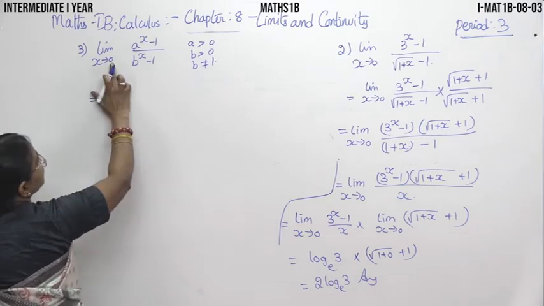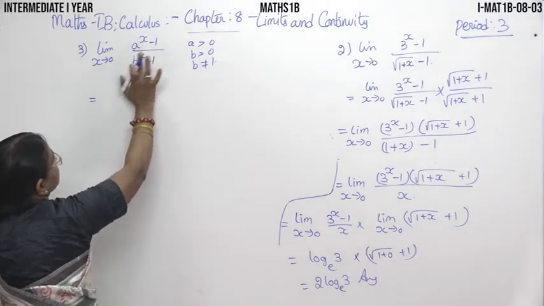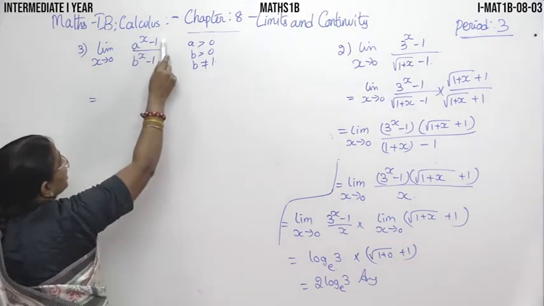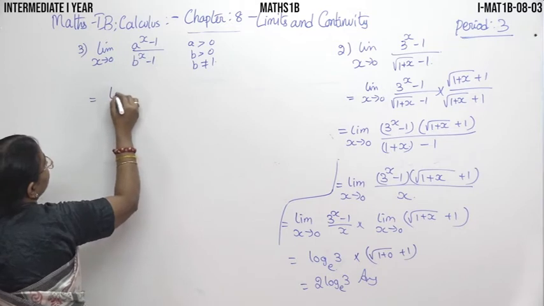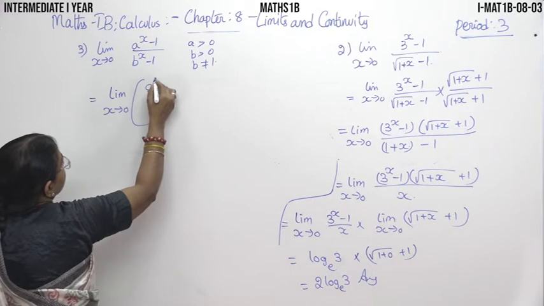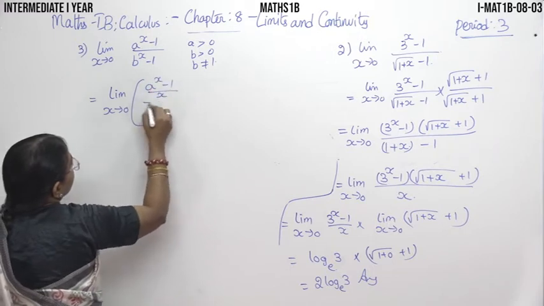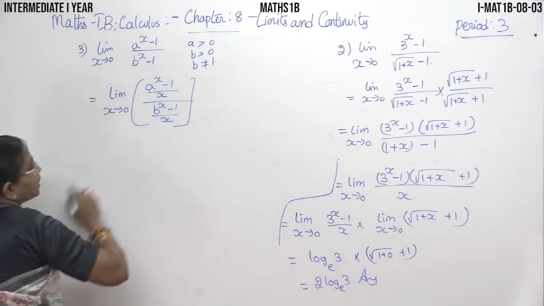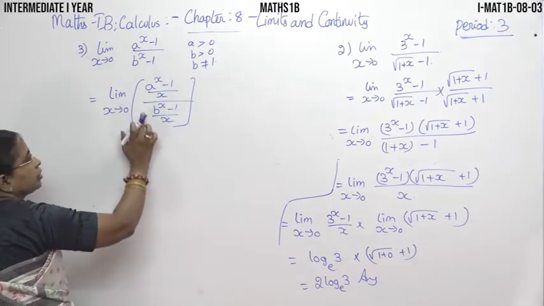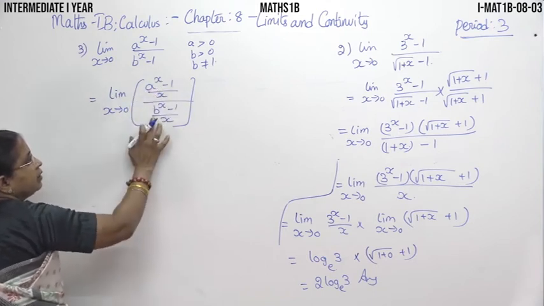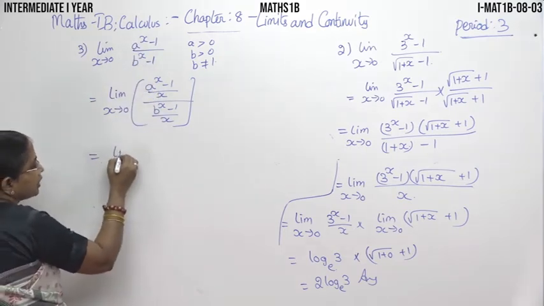Okay, now when I substitute, a power 0 is 1, 1 minus 1, 0 by 0 form only. We have the standard limit as a power x minus 1 by x. So what we do is, we take the same limit and divide both numerator and denominator by x, so we get (a power x minus 1) by x over (b power x minus 1) by x. So like this we do. So this point you should remember. Because our standard limit is a power x minus 1 by x, we should divide both numerator and denominator by x and bring it to the standard form.